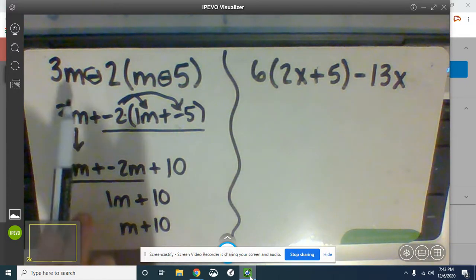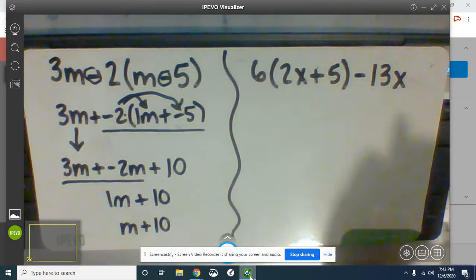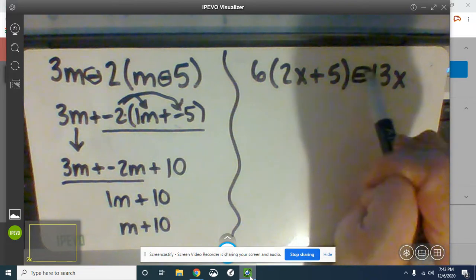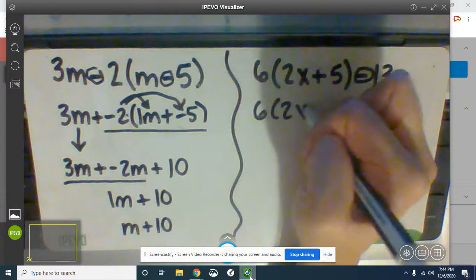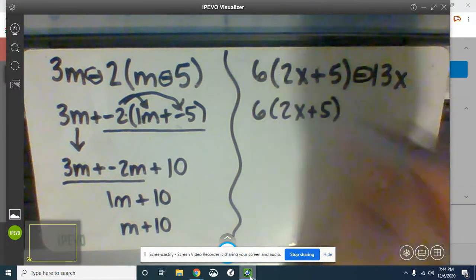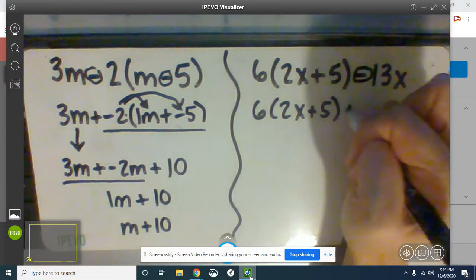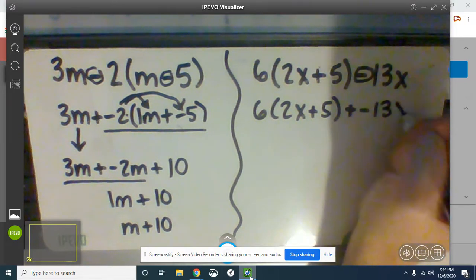All right, so this is where we have the extra term in the front. Here's an example where it's in the back. So we do have subtraction in this problem, so we need to rewrite. So this becomes 6 times 2x plus 5. Instead of minus 13x, it's going to become plus a -13x.